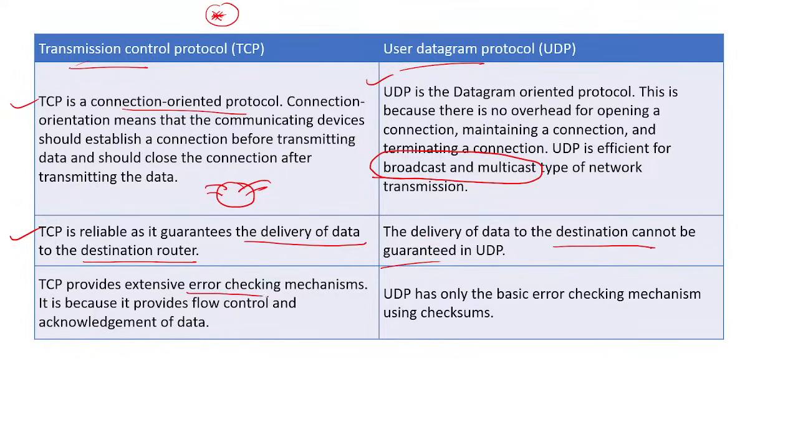TCP has an error checking mechanism, because flow control and acknowledgement of the data are there. But UDP has only a basic error checking mechanism using the checksum. This is the basic mechanism using the checksum.